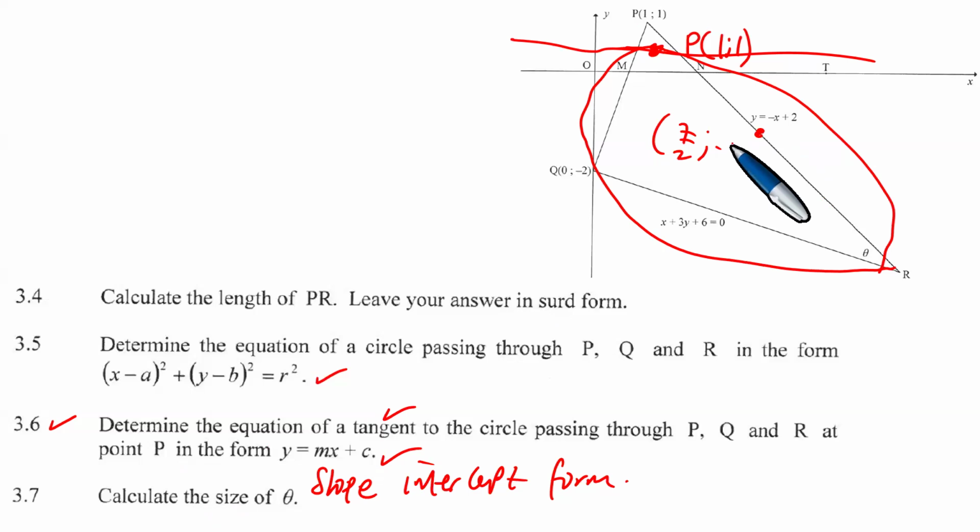Seven over 2 minus 3 over 2. Okay, so we want to find the gradient of a radius. Now, a radius, obviously, is a line segment from the center of a circle to the circumference, like half the diameter. That's a radius. So now we want to determine the equation of a tangent to the circle passing through those points.